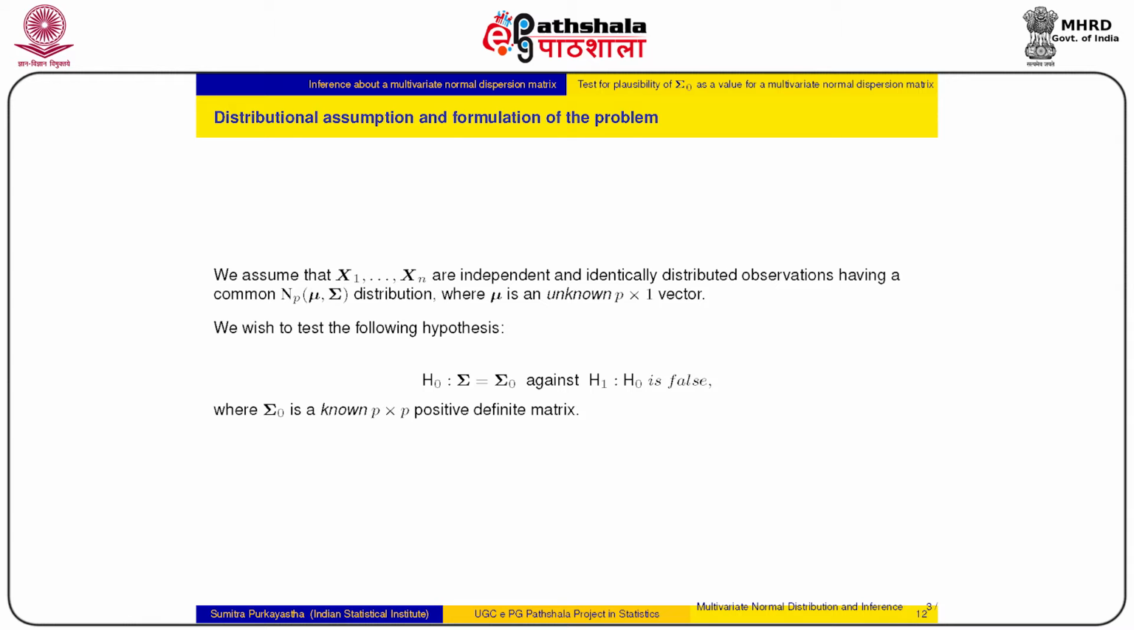In the first problem, we assume the same distribution theoretic setup. So let's be specific. We assume that x1, x2 up to xn are independent and identically distributed observations having a common p-dimensional normal distribution with mean vector mu and dispersion matrix sigma, where mu is an unknown p cross 1 vector, that is the mean vector is unknown. We wish to test the following hypothesis. So we recall that in the case of test about a mean vector, we had to begin with talked about testing mu is equal to mu naught. Now in the problem that we are addressing now, we are addressing the problem of testing sigma is equal to sigma naught against sigma not equal to sigma naught, where sigma naught is a known P cross P positive definite matrix.